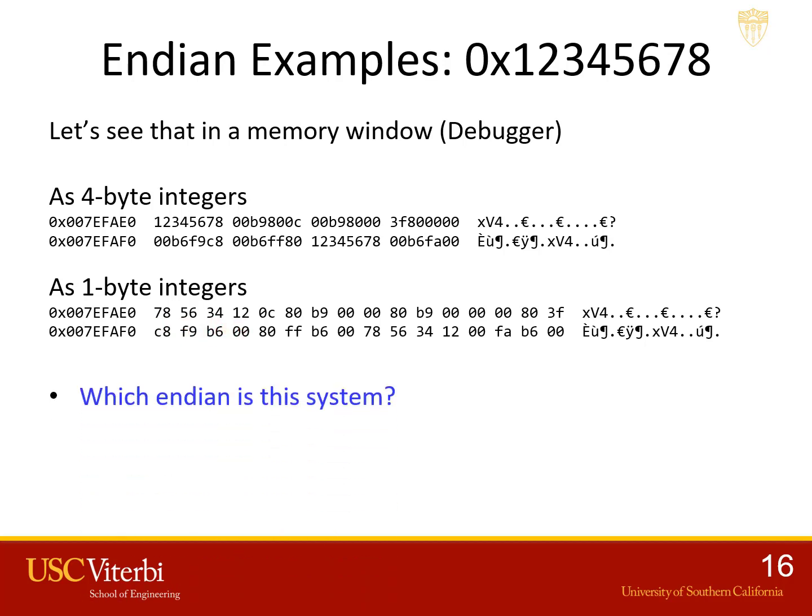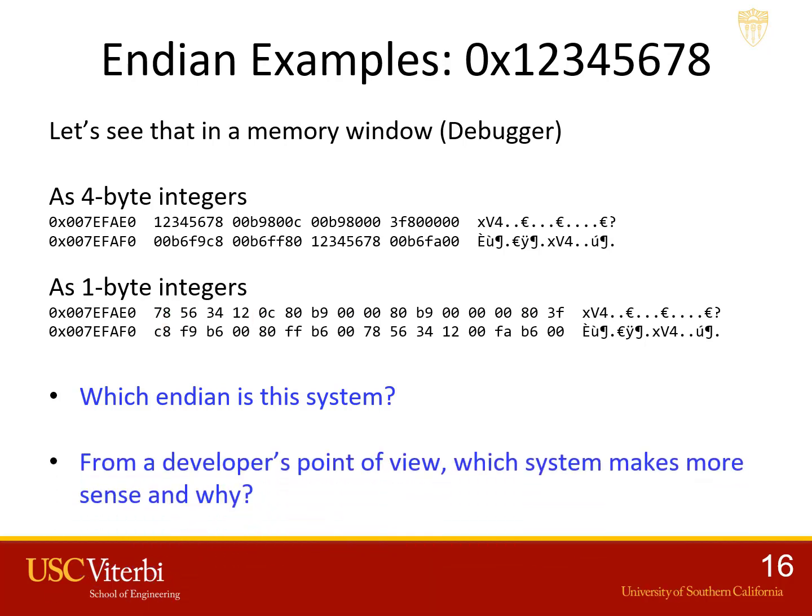So which endianness is this system? Of course, that's a little endian system. The least significant byte is in the lowest memory address. And of course, the memory addresses increase as you go from left to right.